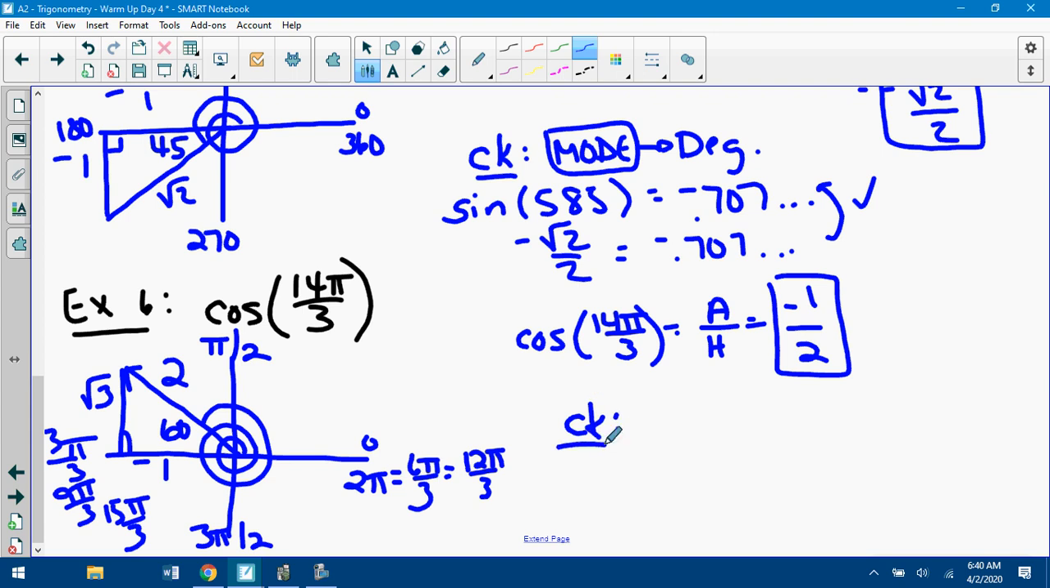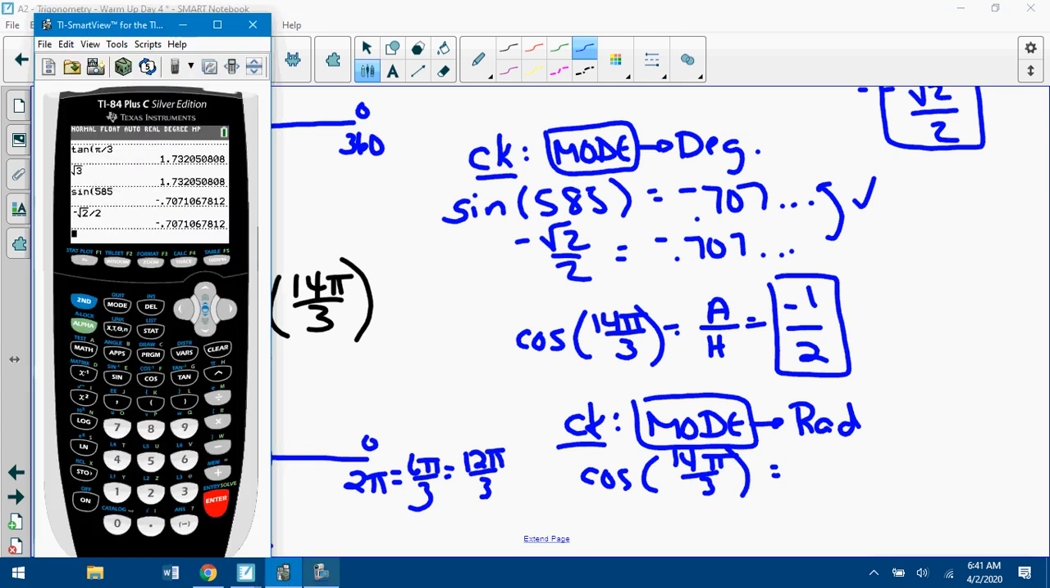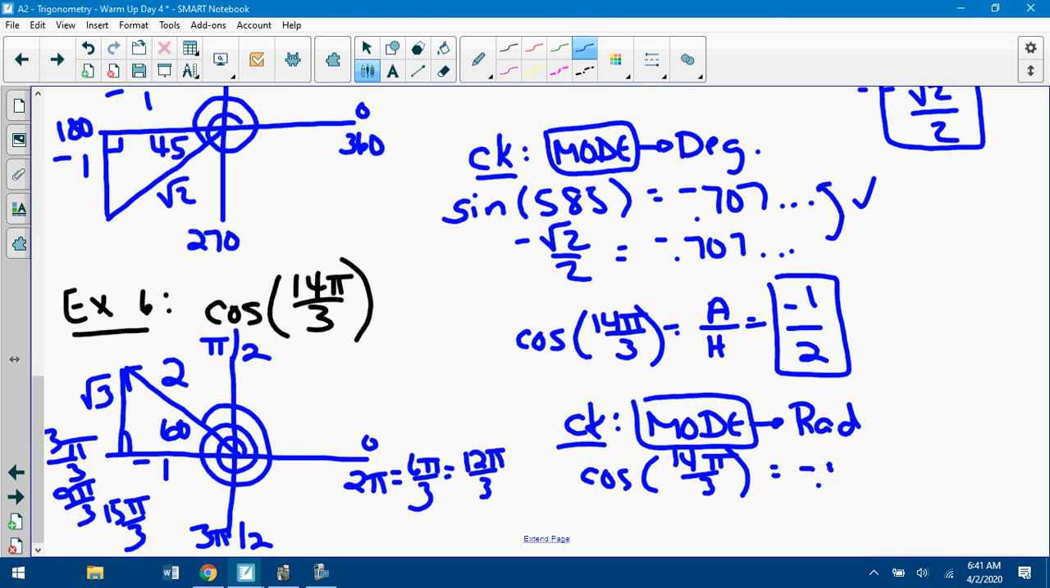Check. It'll work out if you change your mode to radian, because 14 pi over 3 is obviously a radian. You're going to type in cosine of 14 pi over 3. Hopefully we'll see negative 1/2. So the mode is changing to radian. And then we're going to do cosine of 14 pi divided by 3, negative 0.5. And you know negative 1/2 is also negative 0.5. Check.